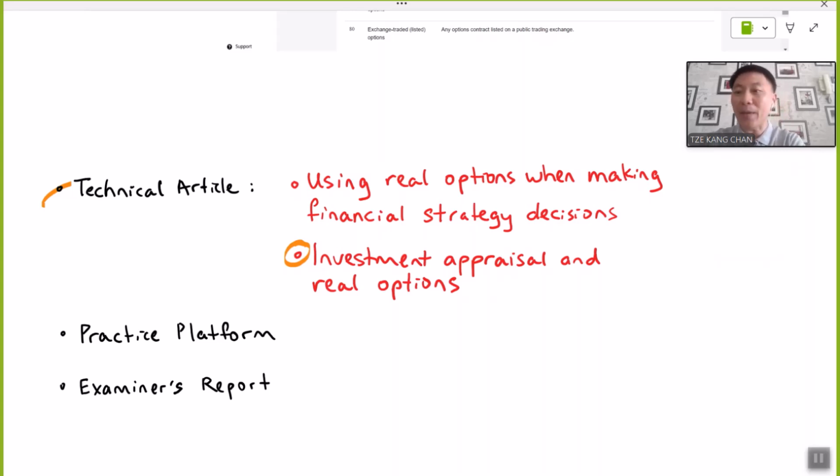And let's not forget about going through practices on the practice platform on selected past exam questions, and let's visit what the examiner has to say and suggest to improve the future performance of students.